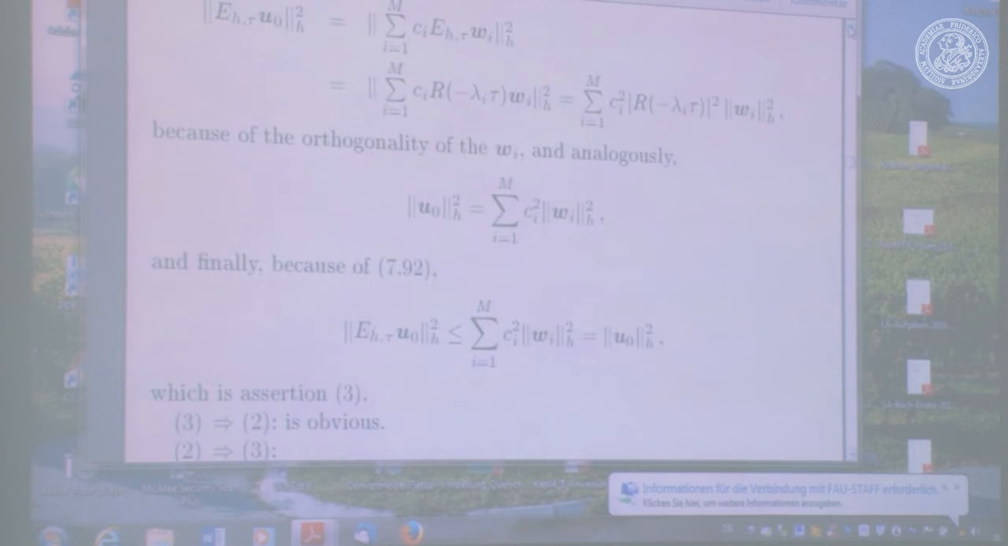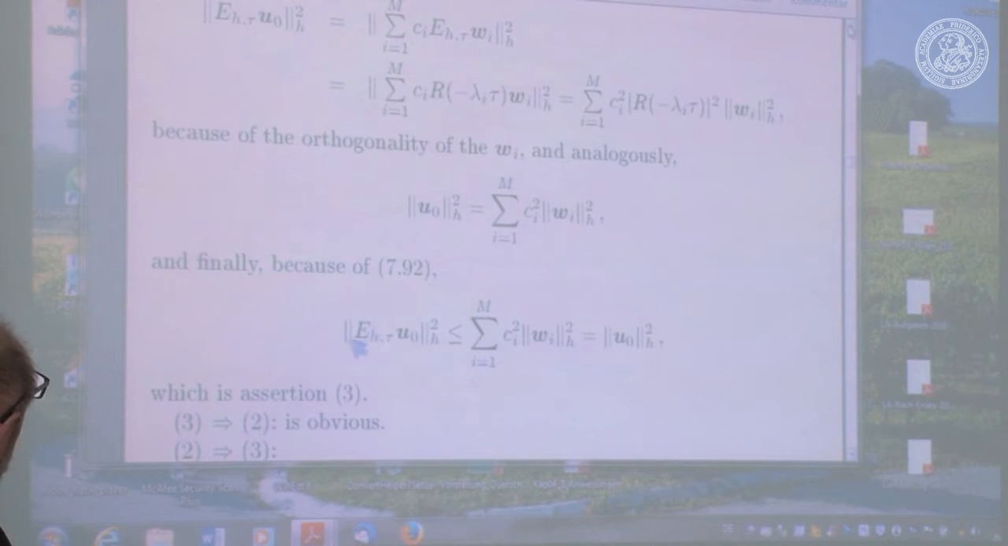We have estimated the norm of the matrix applied to some vector, squared, by the norm of the vector squared. Now we can, of course, cancel the square, and then we see this is nothing but the statement that the induced norm is less or equal to 1. Because 1 is a stability factor, 1 times the norm of u_0, and the induced norm is the best stability factor. But you can also compute it by the formula, supremum over whatsoever. So that is the one thing.